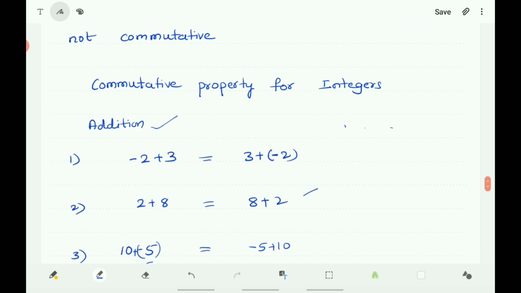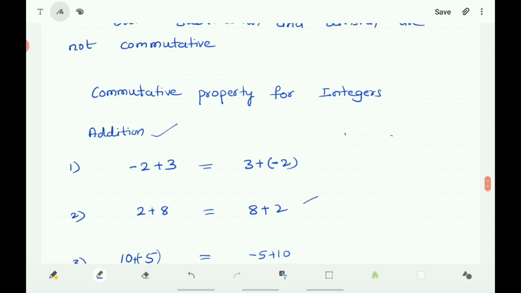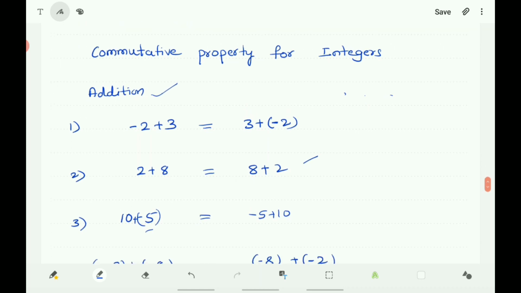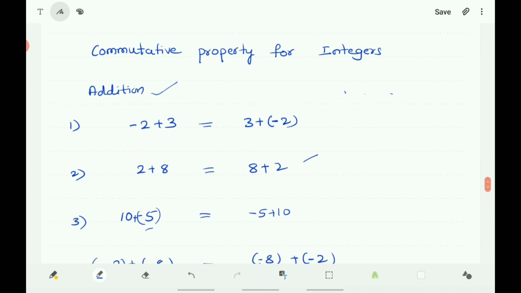Commutative property for integers, and here let us take some two integers and verify the commutative property for integers. Here you have taken -2 and 3. You know that in the set of integers, whole numbers are there, negative numbers are also there. So you take -2 and 3, and the sum of -2 and 3 is 3 minus 2, which is 1, and the sum of 3 plus -2 is again 3 minus 2, 1. You know that 1 is equal to 1, therefore -2 plus 3 is equal to 3 plus -2.